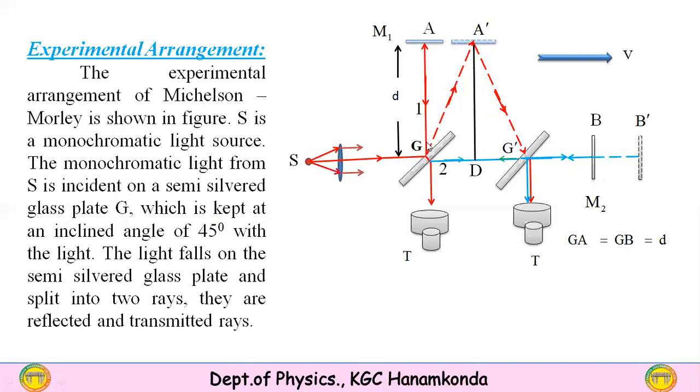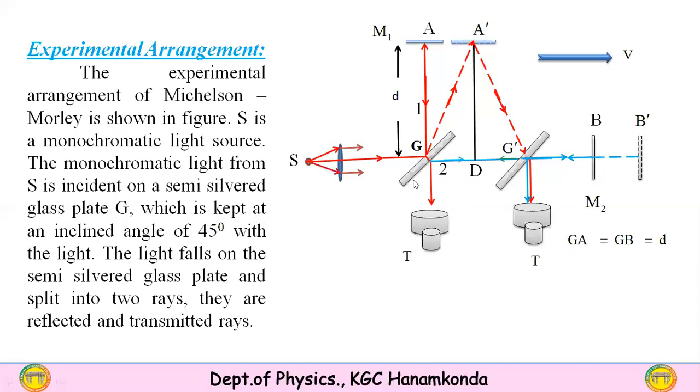Therefore, consider the time taken for the rays: one going to be incident on A and coming back, and one going to be incident on mirror M2 at B and coming back to reach G. These two rays are superimposed at G, and they form an interference pattern. That interference pattern can be seen through this telescope. Therefore, there is a telescope arrangement as shown in the figure.